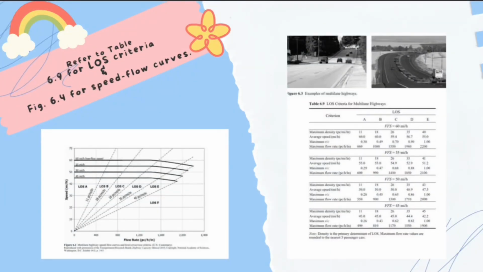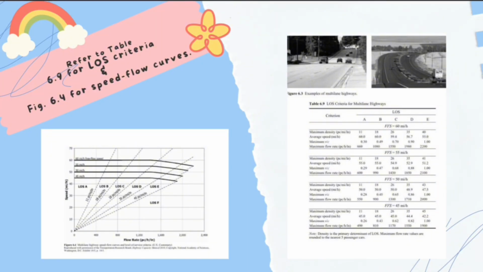These two figures explain the level of service or LOS for multi-lane highways. First, let's talk about Table 6.9. This table shows the LOS criteria from A to E. LOS A represents free flow conditions, meaning vehicles can move smoothly with very little delay. As we move from LOS B to E, traffic becomes heavier, the speed decreases, and the road gets more congested.